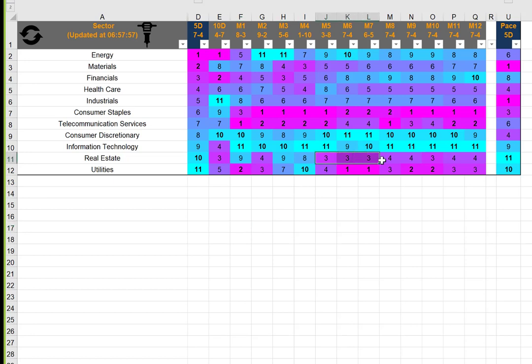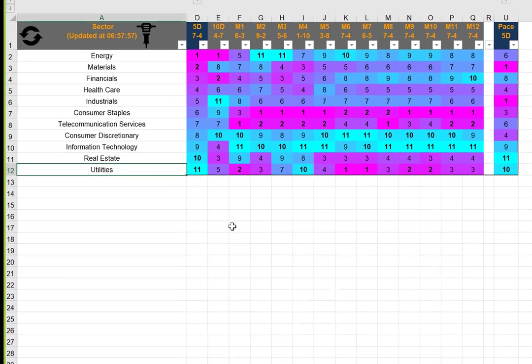Real estate was weak for a long time, then it started to gain strength. At that time, we could buy those stocks, APTS, PK, INN, etc. In the middle, they dipped and now they strengthened again. That's why I mentioned there may be some buy the dip opportunities in real estate and also utilities right now.